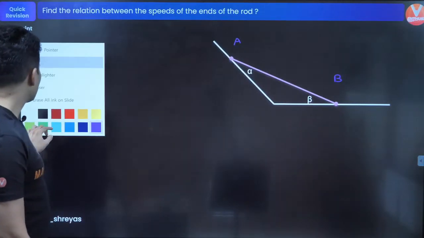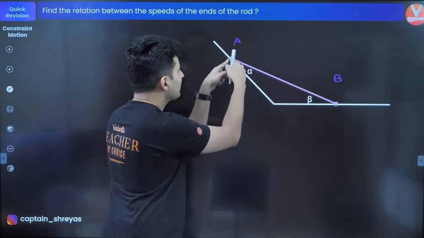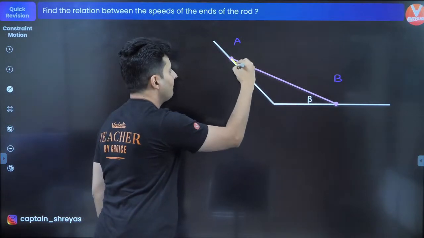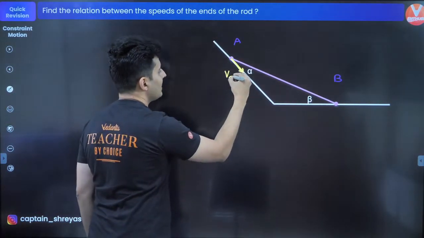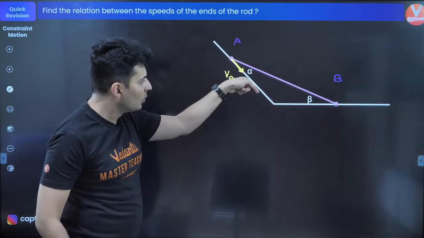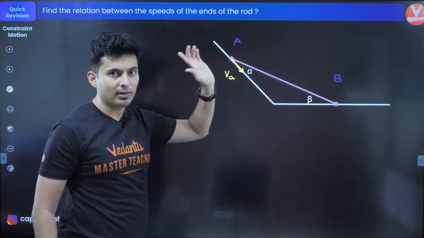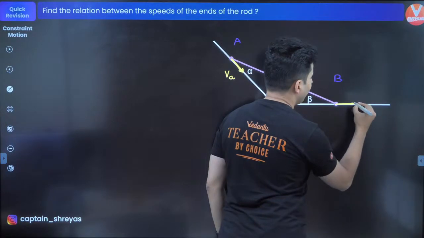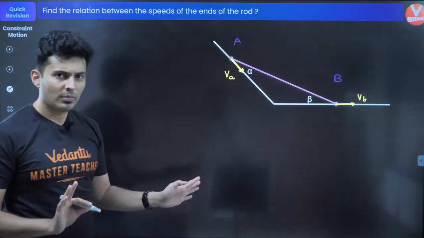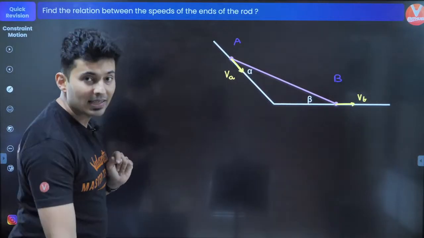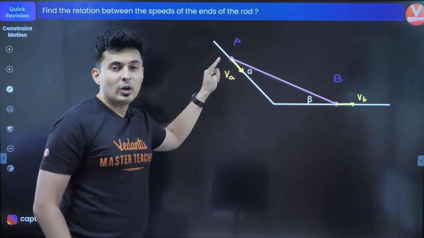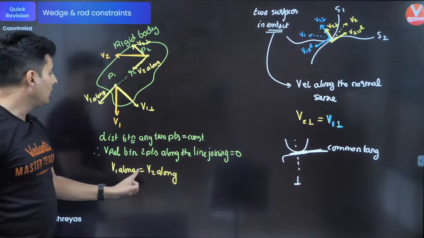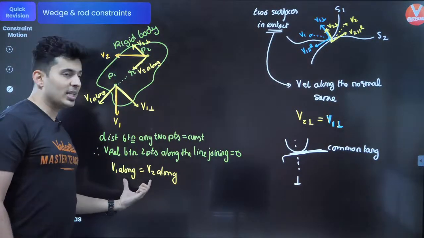Now, how will each of these points move? Let's try to figure out. This point, because it is in contact with this surface, obviously needs to have a velocity like this. So I will call this VA, because this point has to move in contact with this surface. This point will move along this surface, so obviously it will have a velocity VB over here. Now what did I tell you just some time back? If there is a rigid body, the velocities along the line joining them should be the same. That's what I told you, right? The velocities along the line joining the two points must be equal.